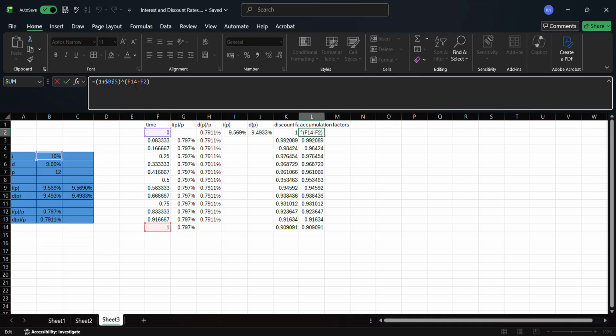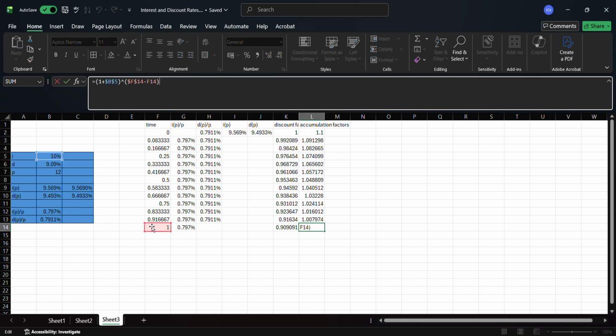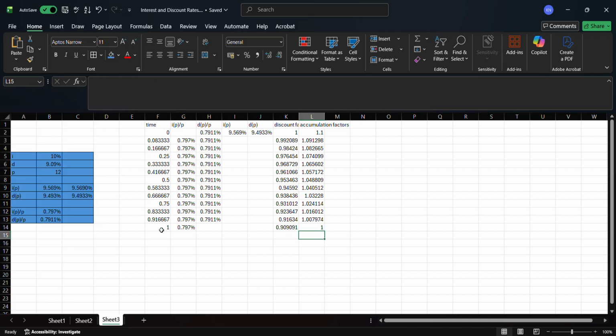I'm going to fix F14 here because I don't want the time I'm accumulating all of them to to change. They're all going to time 1, so I'm going to fix time 1. Yeah, that should fix things, because if you're at time 1 already and you want to accumulate to time 1, effectively the accumulation factor is just 1. You're just multiplying whatever you're accumulating by 1.